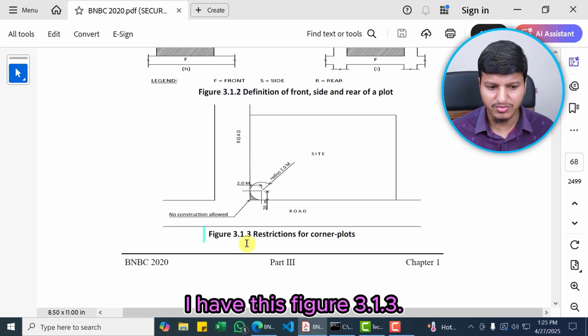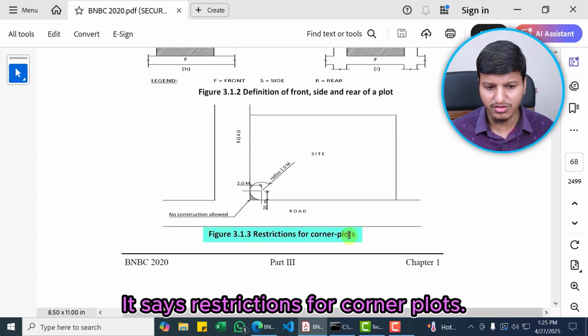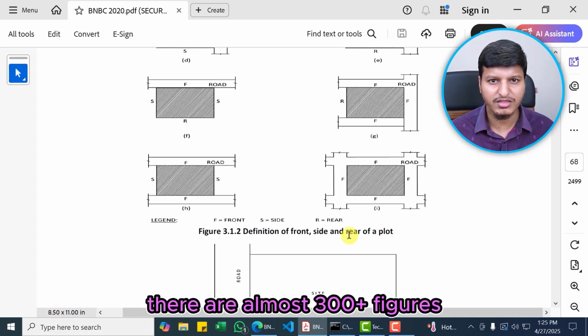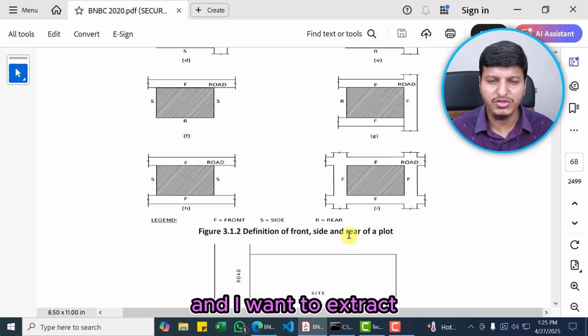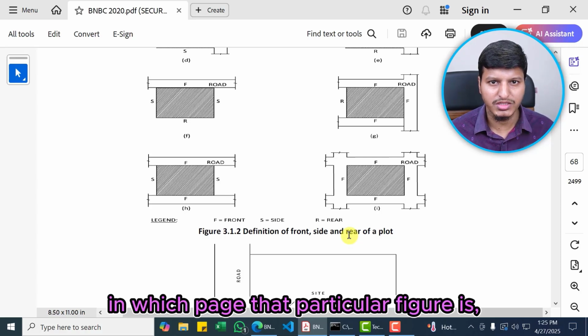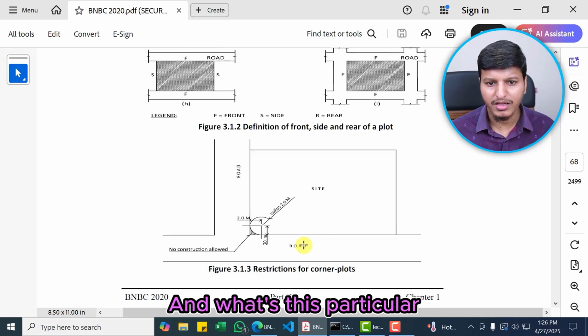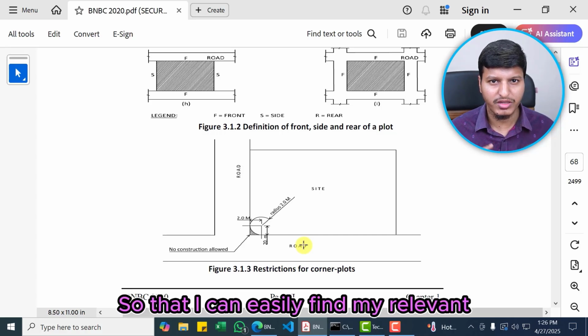I have this figure 3.1.3. It says restrictions for corner plots. So in this particular PDF file, there are almost 300 plus figures, and I want to extract all the metadata, like which page that particular figure is on, what the section number is, like 3.1.2, 3.1.3, and so on, and what this particular figure is about, so that I can easily find my relevant figures.